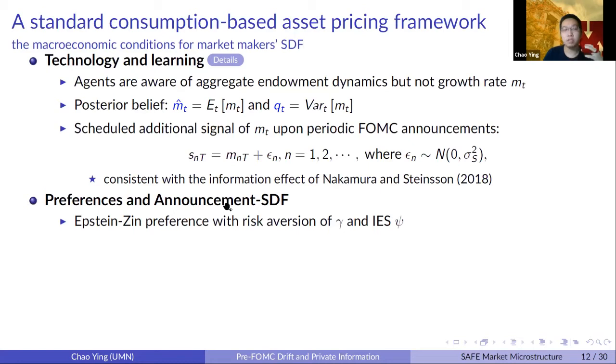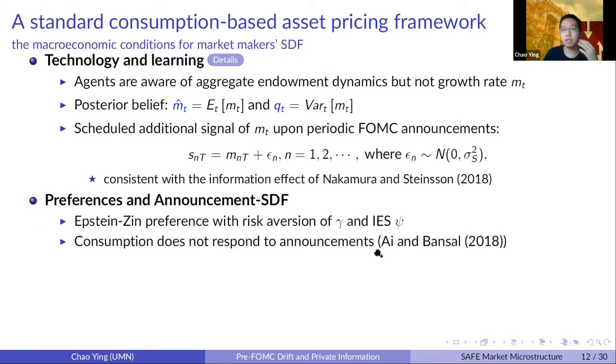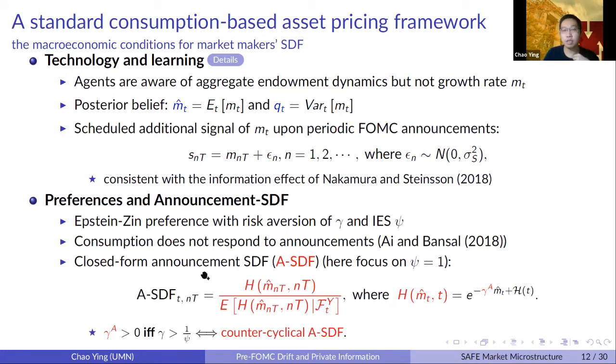Here, I assume that all the agents have the recursive preference, but as I said, it can be easily extended to other preferences, such as ambiguity aversion and robust control. I assume that the consumption does not respond to announcements in this short time interval, which helps me get the closed form solution of the announcement SDF. And here, the announcement SDF is countercyclical if and only if the agent prefers early resolution of uncertainty, and it holds when this parameter gamma A is positive. So the main takeaway from this slide is that the standard consumption-based asset pricing framework provides the countercyclical SDF to the market makers.